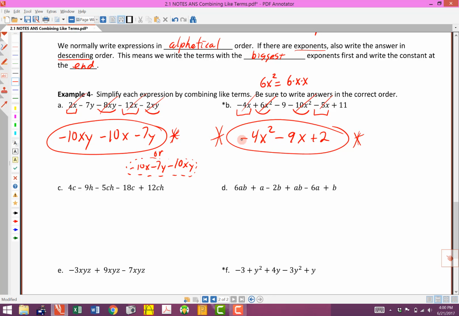So there's not really an alphabetical order here because we've got x's first and then we've got the constant at the end like we normally would. But what we've got here is a bigger exponent here than we do right here. In fact, you might want to think for just a second, what would the exponent be on this one? How many x's were used in this multiplication problem?